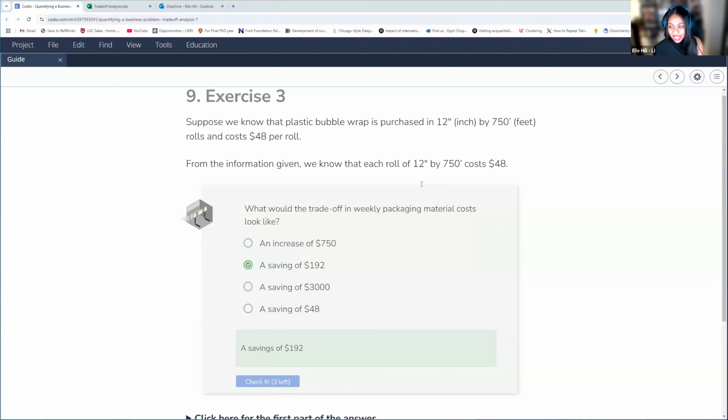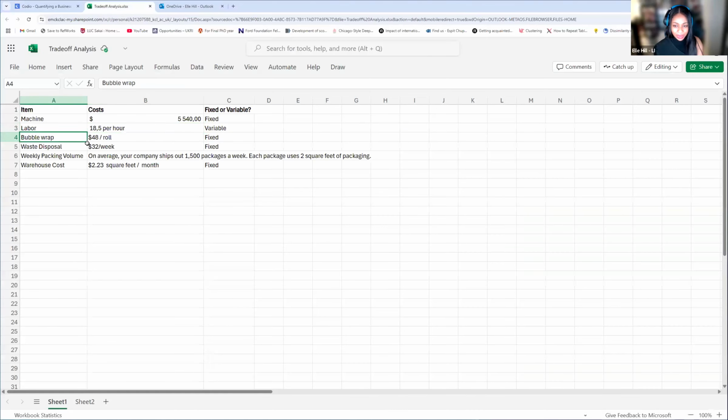So we know that every roll of bubble wrap is going to be $48. So let's just go back to our cost. Every roll of bubble wrap is $48. Bubble wrap comes in 12 inches by 750 feet. Remember, 12 inches is just 1 foot. So this is going to be 1 foot by 750 feet. So I'll say 1 foot, and the X just means by 750 feet. This is just how the rolls are going to come. That's how they come as we purchase them.